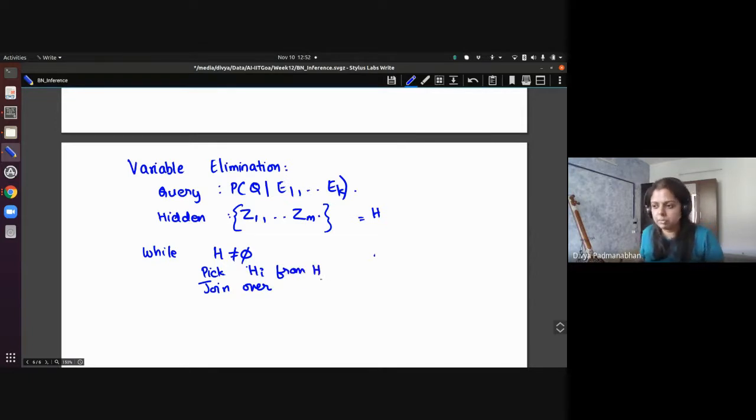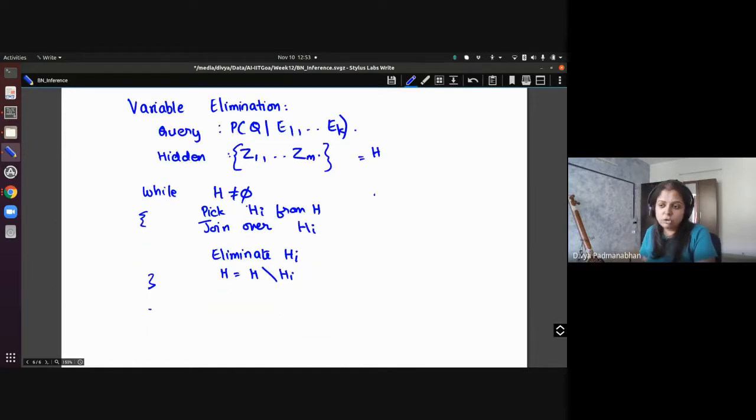One of the hidden variables you pick, you do a join over Hi, and that will give you some new set of factors. And then finally you eliminate Hi, and of course you remove it from H, so H is H minus Hi. You keep doing this. Finally, there might be a join and normalize operation which you additionally have to do. Essentially you do these operations to get the joint distribution, and depending on what your query is, you will have to do a join or normalize.